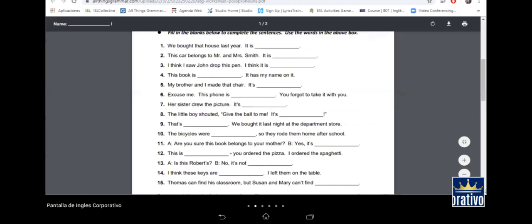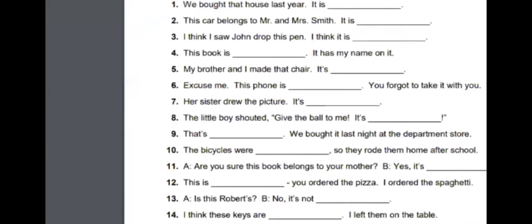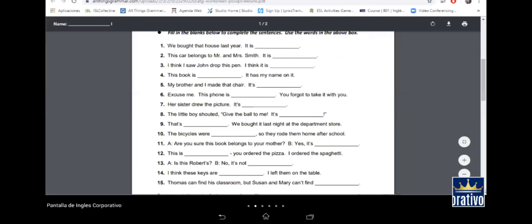You can repeat the answer number 14. I think these keys are mine. I left them on the table. Okay, excellent. Did you guys finish? Yes, teacher. Okay, very good.